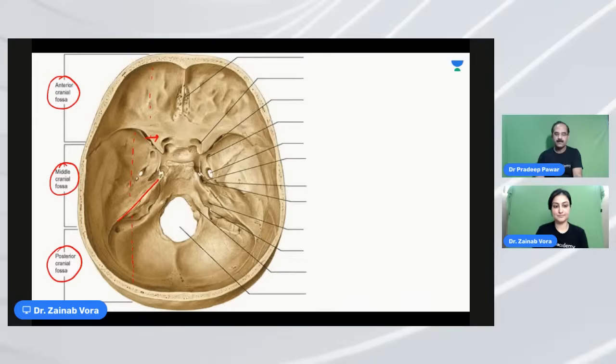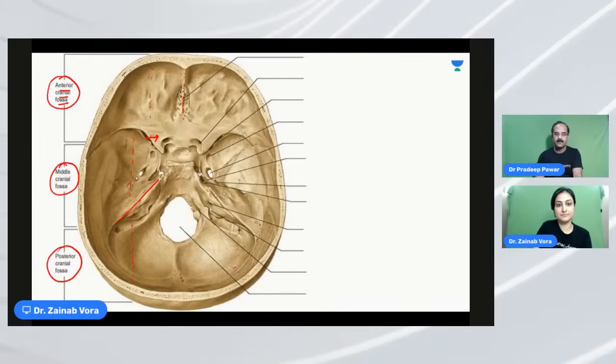Okay, so now let us start with the anterior cranial fossa. I'm not visible. You're visible, sir. Okay, fine, students. So let us start with the anterior cranial fossa. You can see this bone here. That is the orbital plate of frontal bone on either side.